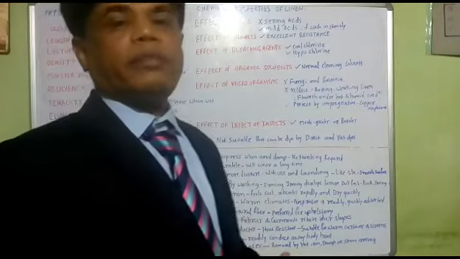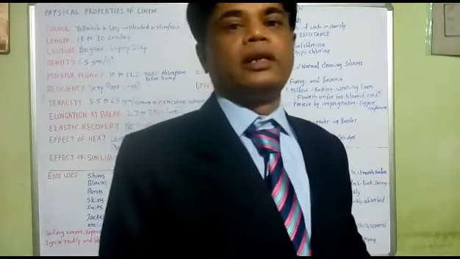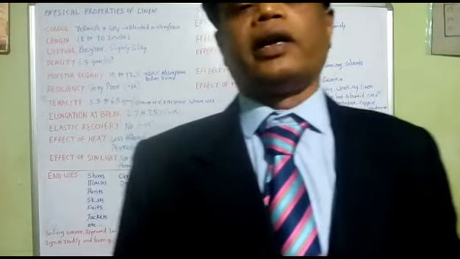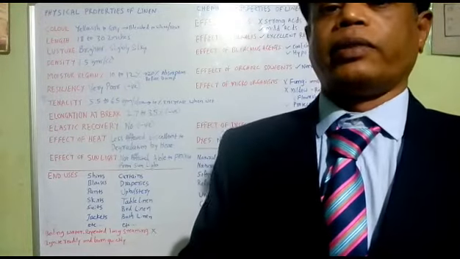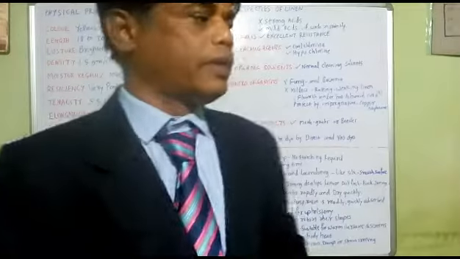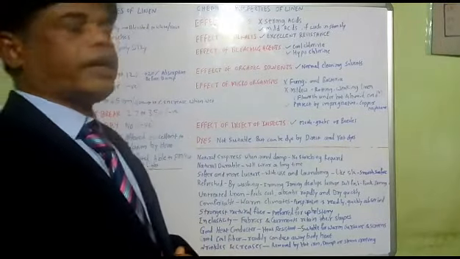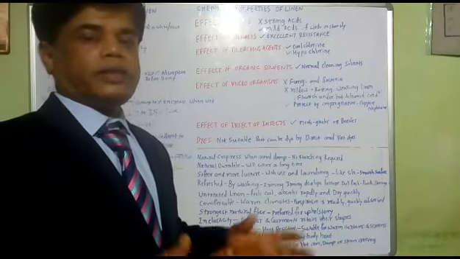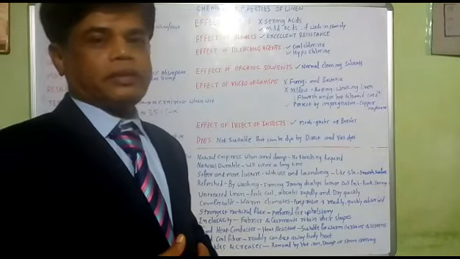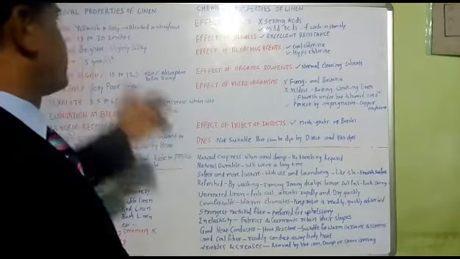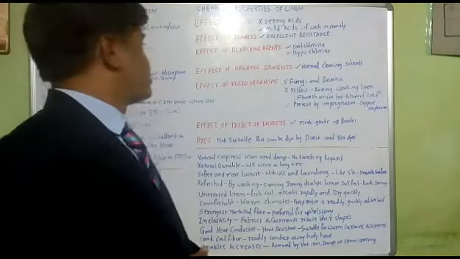Like other fibers, cotton, silk, wool, polyester, each and every fiber has its own physical properties and chemical properties. Like that, linen has its own physical properties and chemical properties. It's a natural fiber, stem fiber, plant fiber. The first one is physical properties.